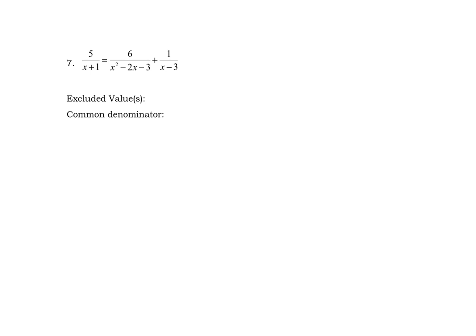Okay, last example. I've got 3 different denominators, but when I look at the quadratic, that factors into x minus 3, x plus 1. So that is my common denominators. So the excluded values come from x plus 1 equals 0, so x cannot equal negative 1. X minus 3 equals 0, so x cannot equal positive 3. My common denominator is x plus 1, x minus 3.